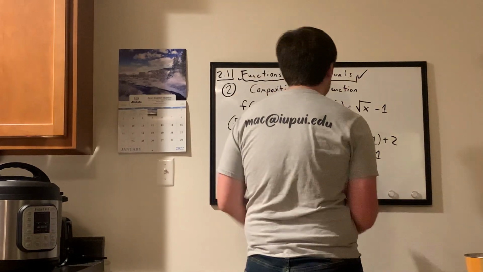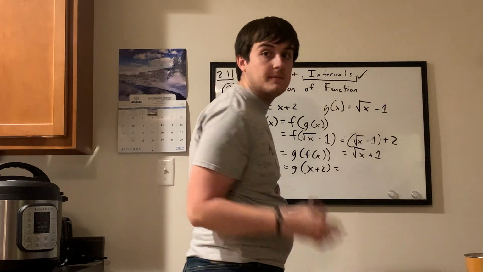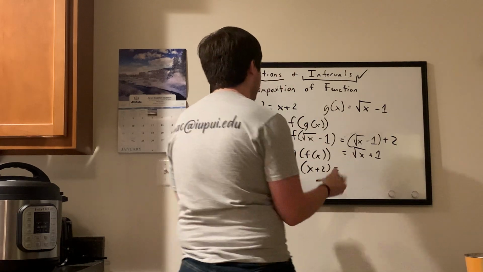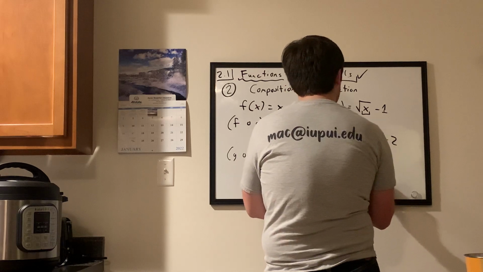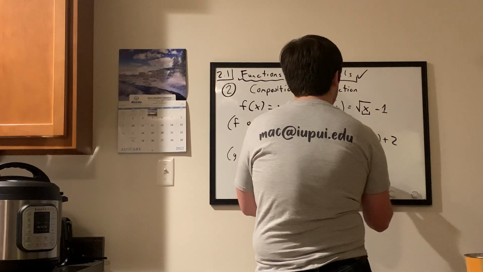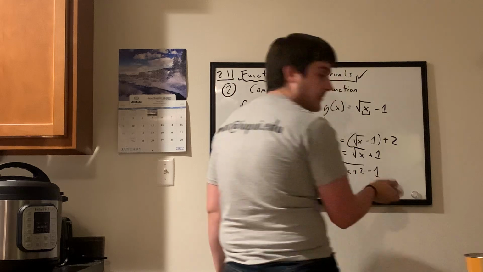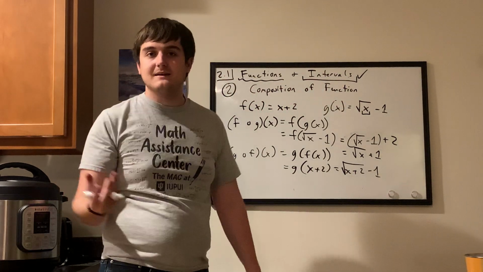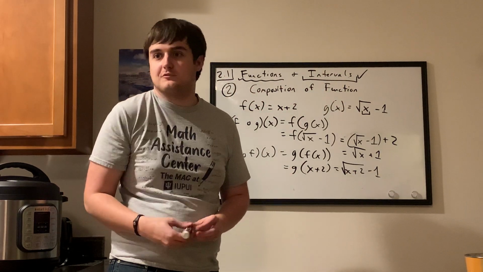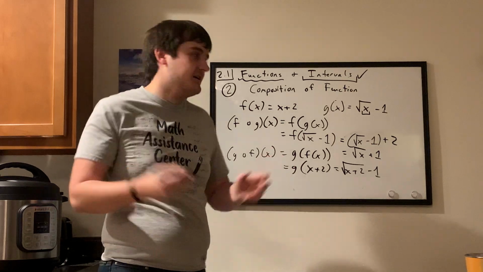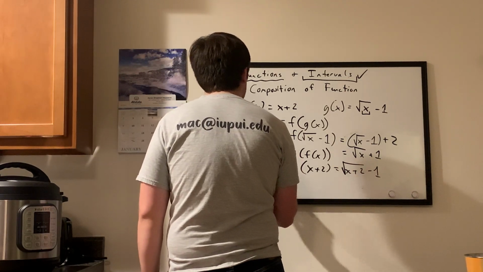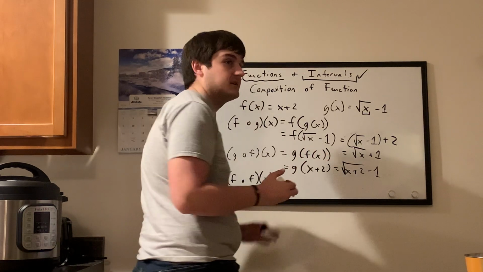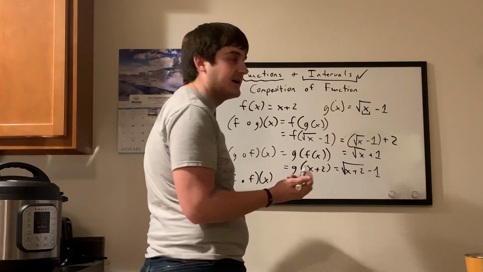I need to take x plus 2 and put it in place of x. So I'm going to take the x plus 2 and put it in for the x right here. So that's going to give me the square root of x plus 2 minus 1. So that is g of f of x, right? Now, as I said, we could run through the machine twice as well, right? So I could just do f of f right now.